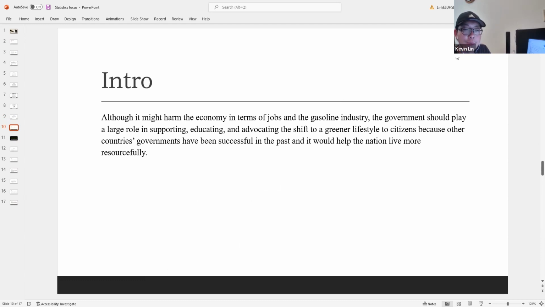So for this student sample, they wrote, although it might harm the economy in terms of jobs in the gasoline industry, the government should play a large role in supporting, educating, and advocating the shift to a greener lifestyle to citizens because other countries' governments have been successful in the past and it would help the nation live more resourcefully.